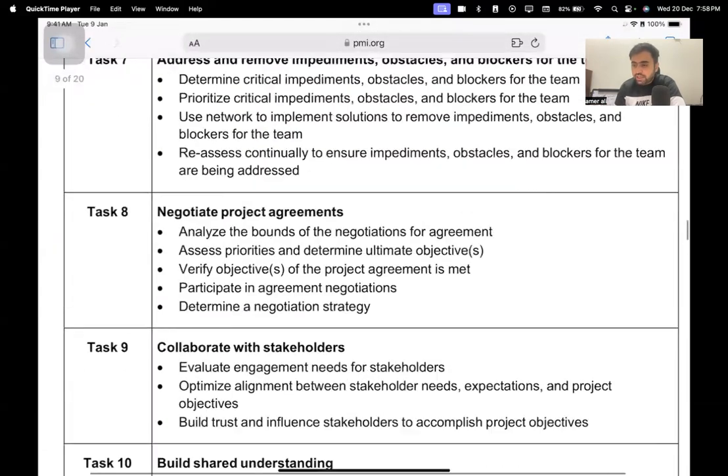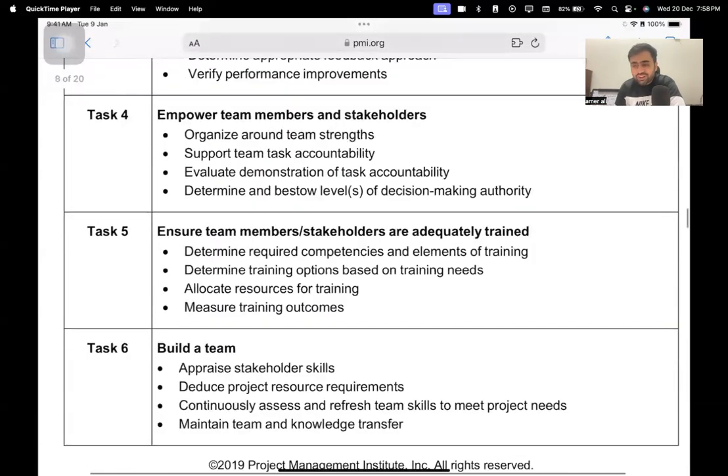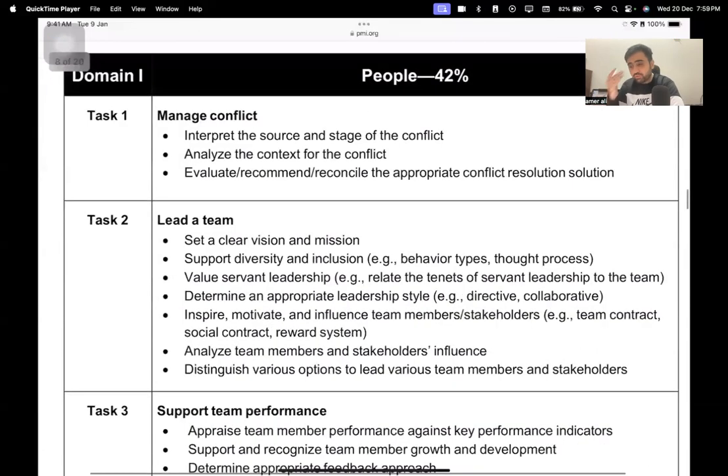Now, if you have already taken the training, you don't have to worry about how this correlates. If you have taken PMI training, or training from me or any good trainer, these things must be covered. So let's have a look. What does task 1 say? Manage conflict. Straightforward, the task is about managing conflict.